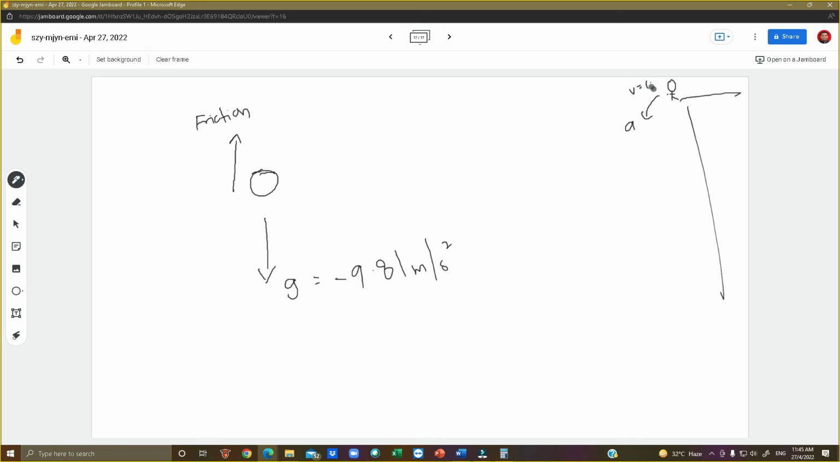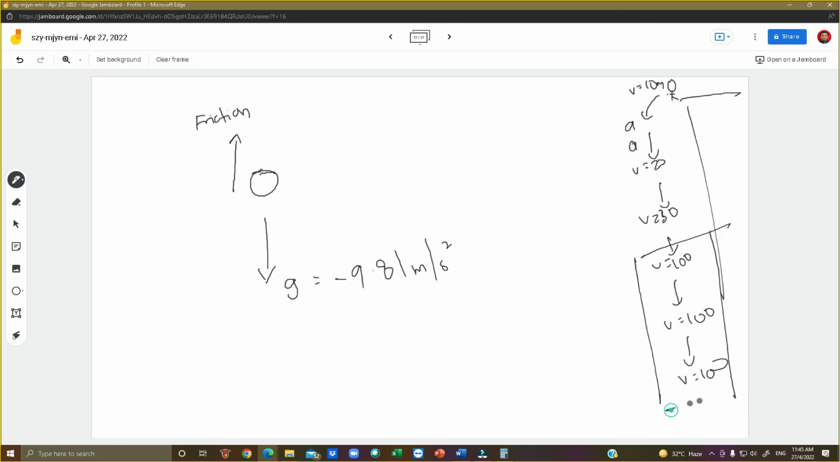V equals 10 meters per second. At a certain point, you will have more acceleration. V equals 20. Up to here you will have V equals 30. Up to here V equals 100. You notice that when you reach a certain velocity, it does not change anymore. This is what we call terminal velocity.